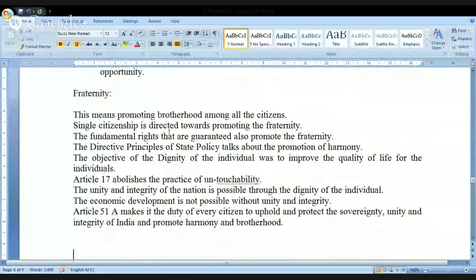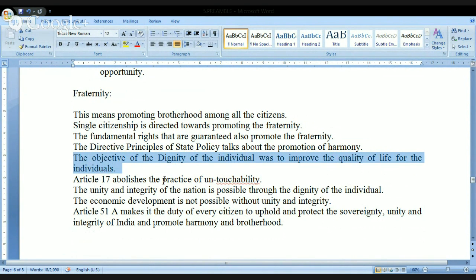Look at this. The concept of single citizenship is directed towards promoting fraternity. The fundamental rights that are guaranteed also promote fraternity. The DPSP talks about the promotion of harmony. The objective of the dignity of the individual was to improve the quality of life for individuals. See here how many things have come into fraternity. Fundamental rights are talking about fraternity. DPSP is also talking about fraternity. Dignity of the individual is coming into the picture.